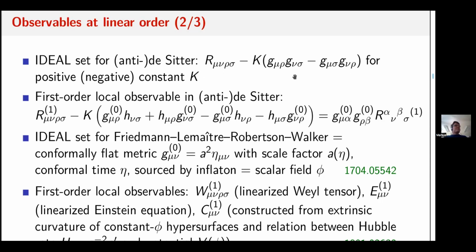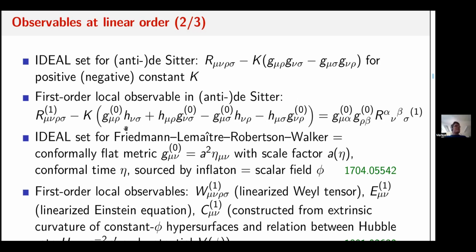And then from this, by the same procedure as before, you take the linearized version of that, and you get a first order observable. So you take the linearized version of your Riemann tensor. K is a constant, that doesn't change. And then you linearize this. So this gives the background metric times the linear perturbation H plus H times the background metric minus the other way around.